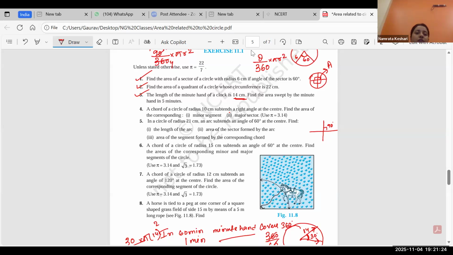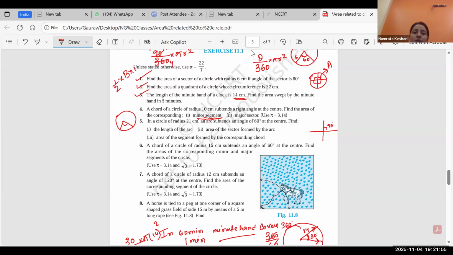Number 4, a chord of a circle of radius 10 centimeters subtends a right angle at the center. I was telling you, when there is a right angle at the center, and you have to find the area of the segment, then just for finding the triangle area, you should do 1 by 2 into base into height. Any one of the sides you take as a base, the other side you take as a height.